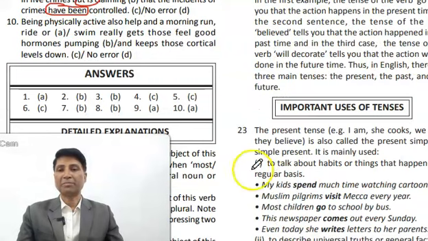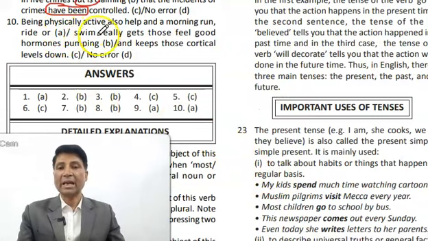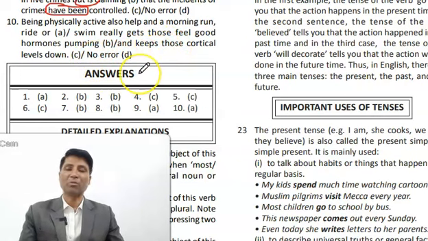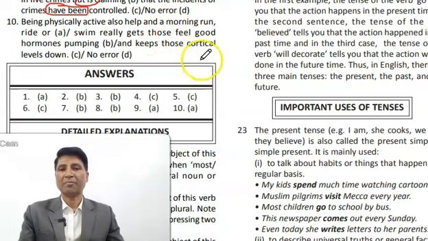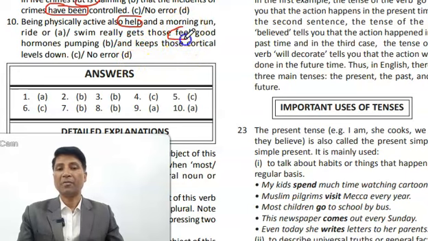And question number 10. Being physically active also help, and a morning run, ride, or swim really gets those feel-good hormones pumping and keeps those cortisol levels down. One of the most difficult questions of this set. Finite verb: help. Finite verb: feel. Finite verb: keeps.